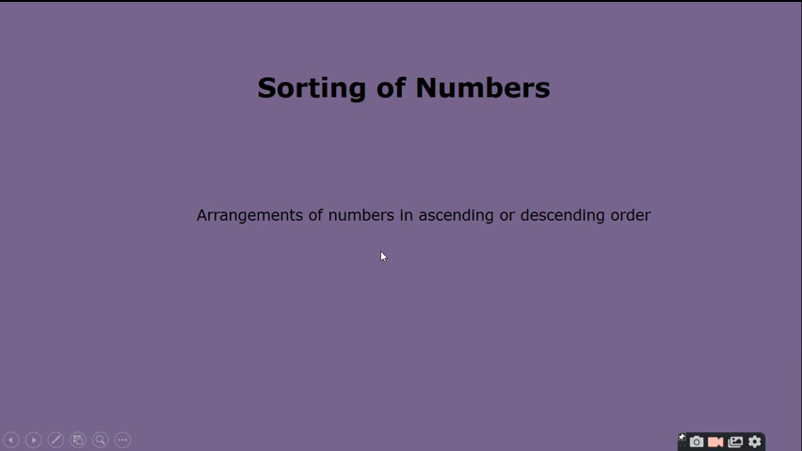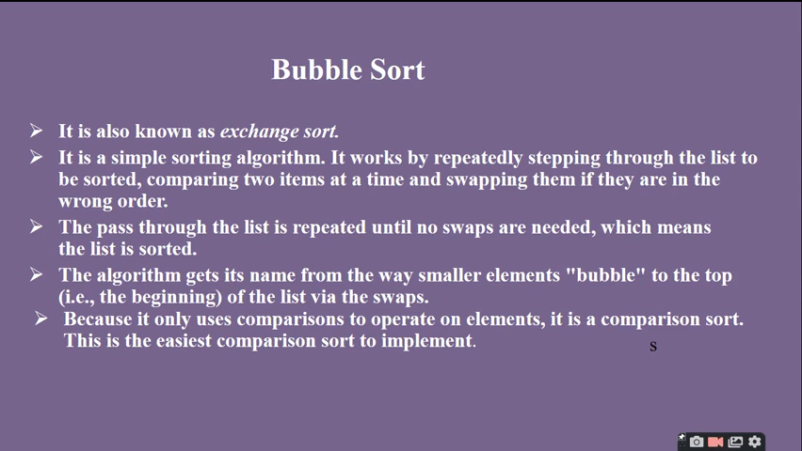Okay. So we know that sorting of numbers means arranging numbers either in ascending order or descending order. Ascending order means smallest number to largest number, and descending order means largest number to the smallest number. We have n number of algorithms for sorting a given set of numbers, out of which for implementing in your ALP we are taking bubble sort, otherwise known as exchange sort.